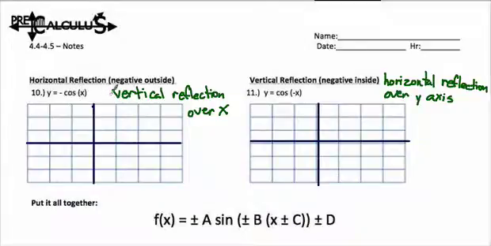Okay, so here's my parent function for the cosine, and now I'm going to reflect over the x-axis. So this up here is going to go here. Anything that's actually on the x-axis is going to stay right where it is. So this is going to stay here, this one's going to move up here, this stays here, and this one's going to move here. Stays, moves.